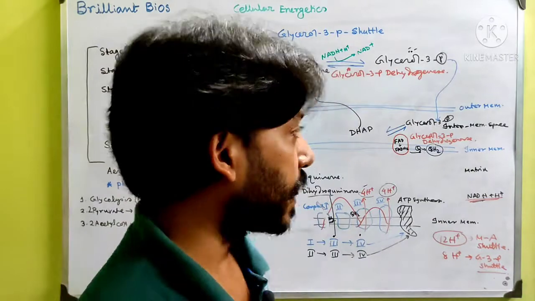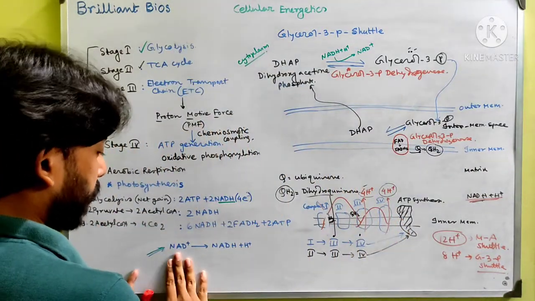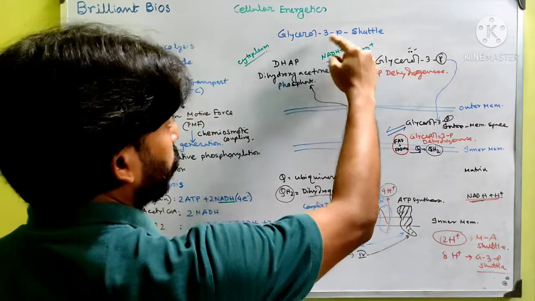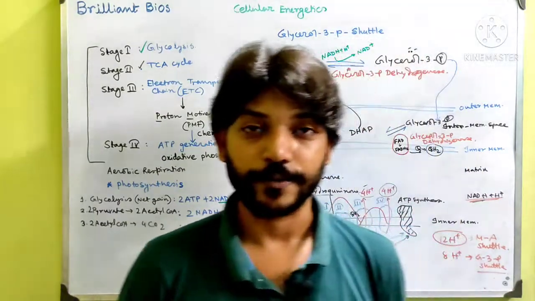But by the way, this can fulfill the two needs of the cell: to regenerate the NAD plus and to carry the high energy electron to the mitochondrial matrix. So this is all about the glycerol-3 phosphate shuttle.